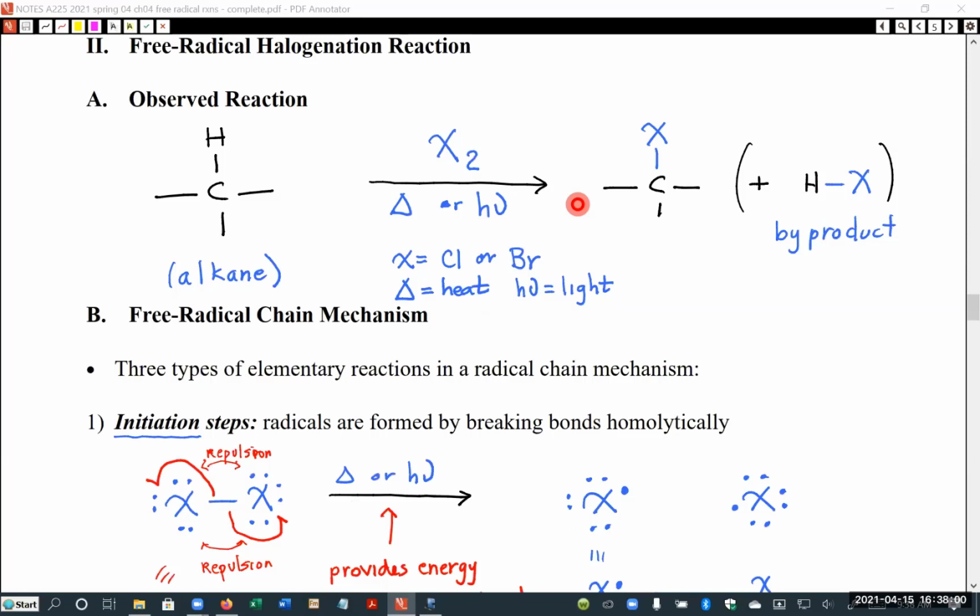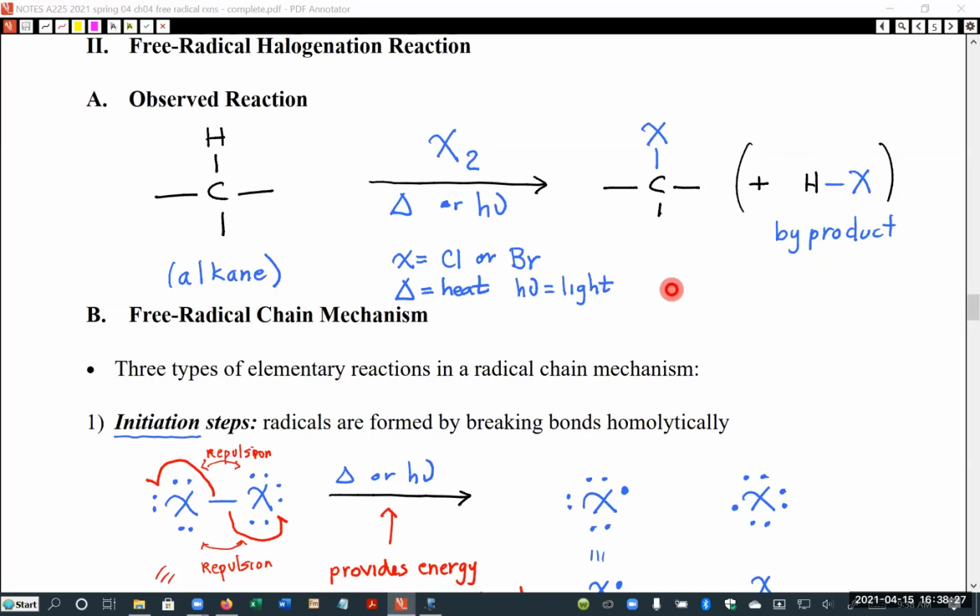Now what we're going to do is we're going to look at two reactions that go by free radical mechanisms. There's really only two basic reactions in this chapter. The first one is a completely new reaction that we haven't studied before. It's called free radical halogenation reaction. This is the observed reaction.